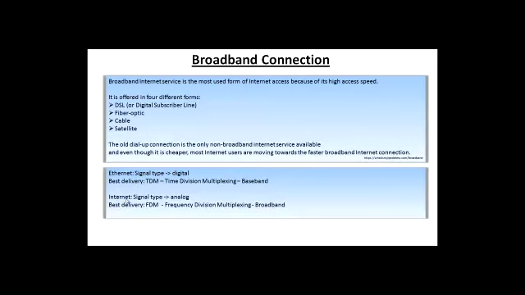Ethernet and internet. Okay, the internet signal type that's provided to your house is in an analog form, and the Ethernet, which is the connection between the switch and your computer, is in the form of a digital signal. In digital signal, TDM or time division multiplexing, or baseband, is applied. And in the internet signal type, an analog, the best delivery would be frequency division multiplexing.